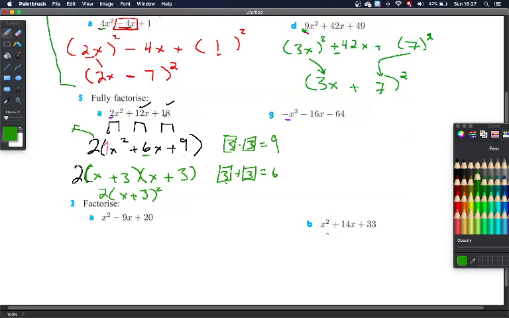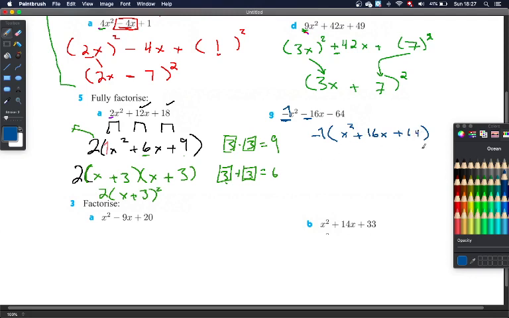There's a common 2. In this last one, we don't like it when there are negatives in front of the x squared. So what we need to do is, if you like, you can put your little hidden negative 1x squared there, and we're going to take a common negative 1 out of everything here. When we take a negative out of an expression, all the signs switch. So this negative x squared becomes positive, this negative 16x becomes positive 16x, and this negative 64 becomes positive 64.